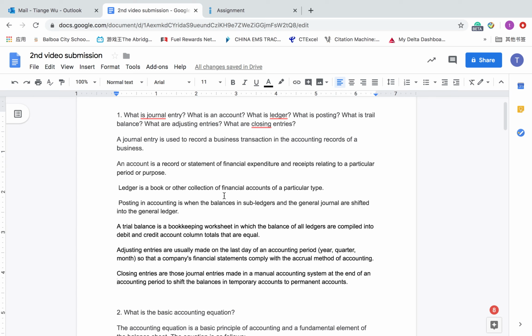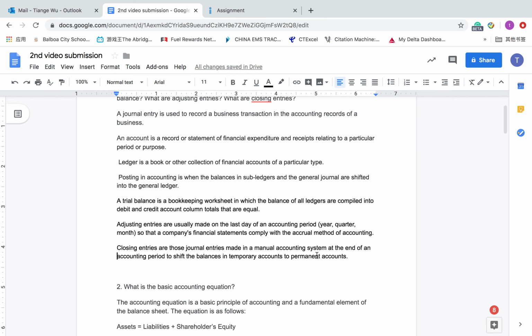general ledger. The trial balance is a bookkeeping worksheet in which the balances of all ledgers are compiled into debit and credit account column totals that are equal. Adjusting entries are usually made on the last day of an accounting period, year, quarter, or month, so that a company's financial statements comply with the accrual method of accounting. And closing entries are those general entries made in the manual accounting system at the end of an accounting period to shift the balance in temporary accounts to the permanent accounts.